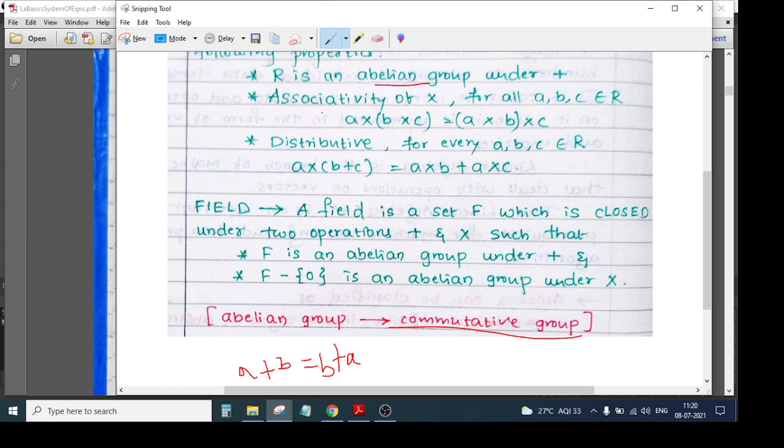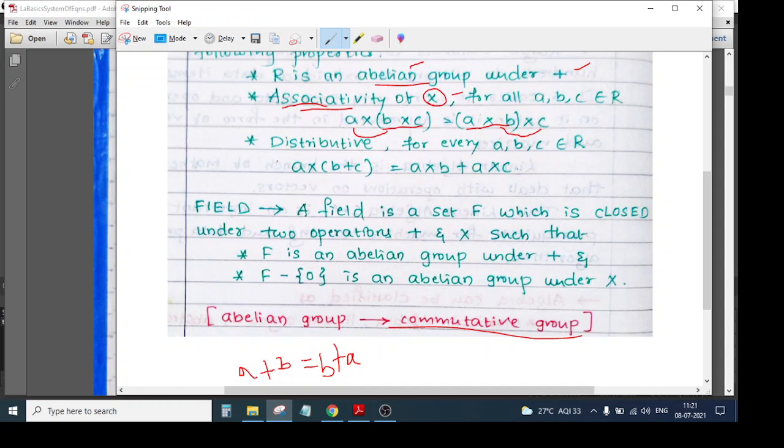Next, it must have associativity of multiplication. So that means when you multiply A into B and then by C, it must be equal to A into B into C. First you multiply B into C, whose result you multiply with A; here you first multiply A into B and multiply that result with C. So it must be commutative with addition and associative with multiplication.